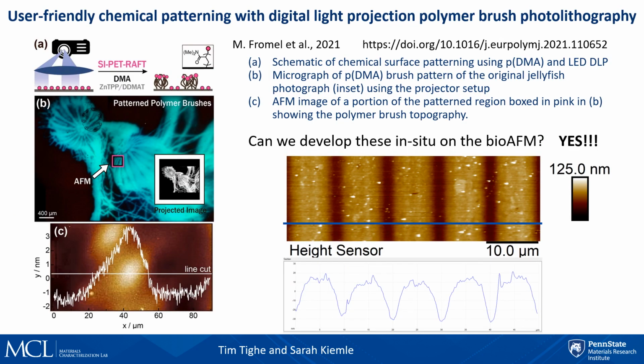Here's another example of high-resolution AFM scanning. This work was done by Michelle Fromell. She used chemical patterning with digital light projection polymer brushes to do photolithography. They put the chemical pattern down and then used a wavelength of fluorescent light to cause the polymer to grow. Then they did AFM scanning of the surface and were able to see roughly 125 nanometers of growth. This study used a combination of AFM and fluorescent microscopy, which is also called correlative microscopy.